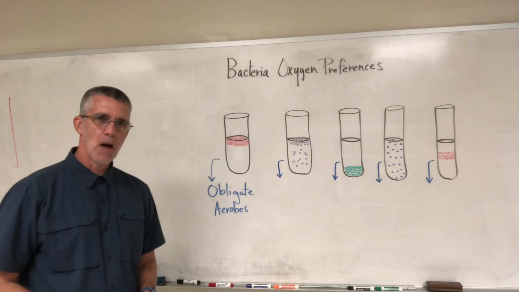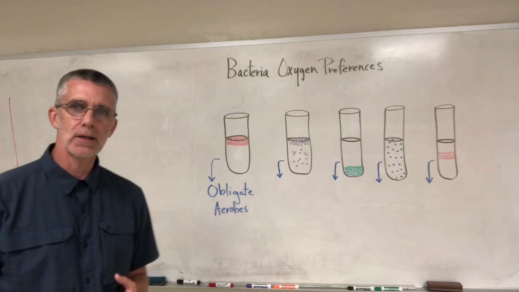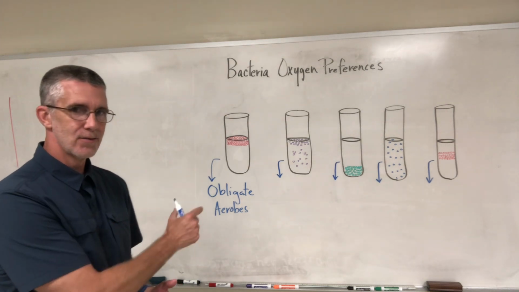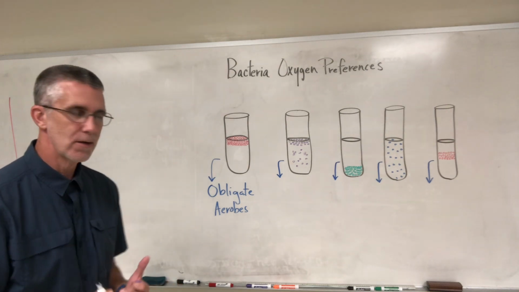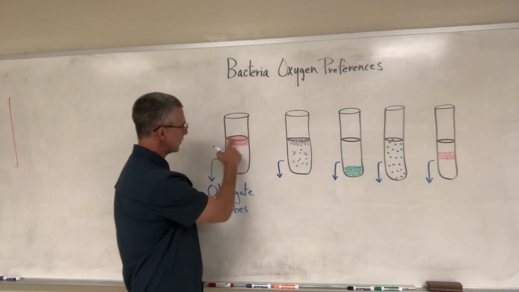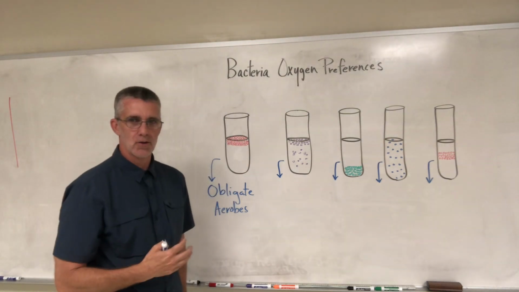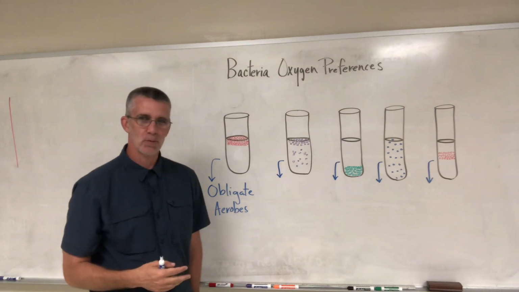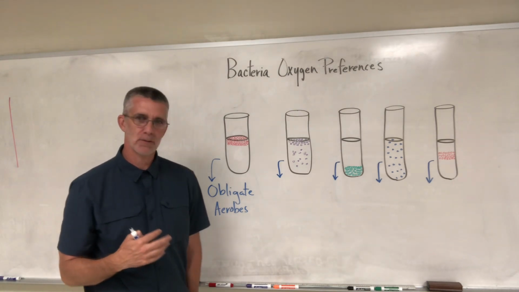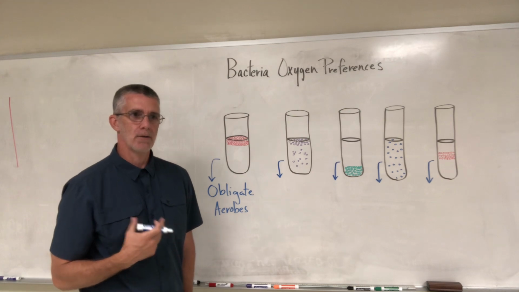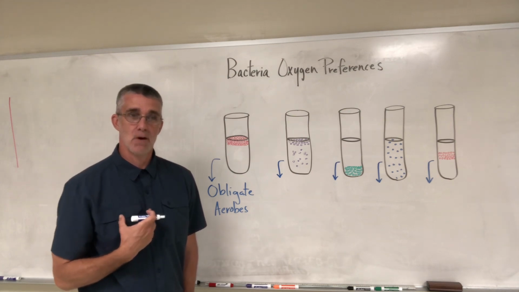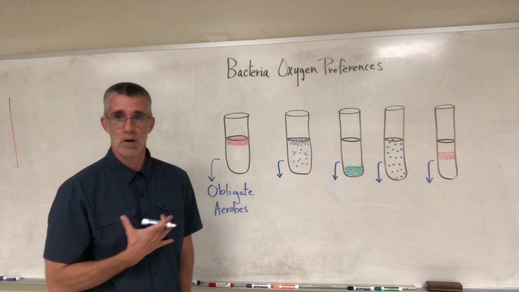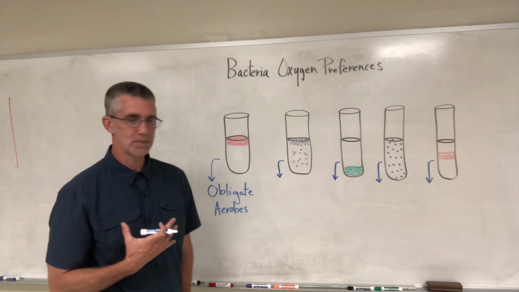So with these obligate aerobes, they actually need oxygen to survive. So you'll see that in this test tube, the growth of that bacteria is going to be right here at the top where that oxygen is most concentrated. So examples of this would be the Mycobacterium tuberculosis. You find that most predominantly in the lungs of the human body, which makes sense because that's where you're going to see a lot of oxygen.